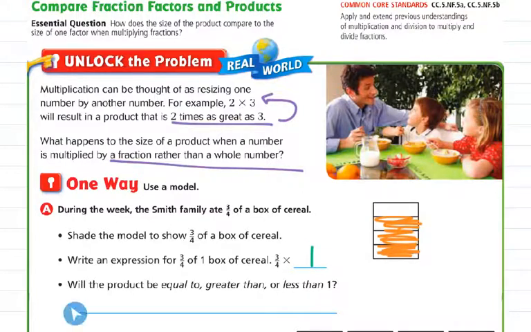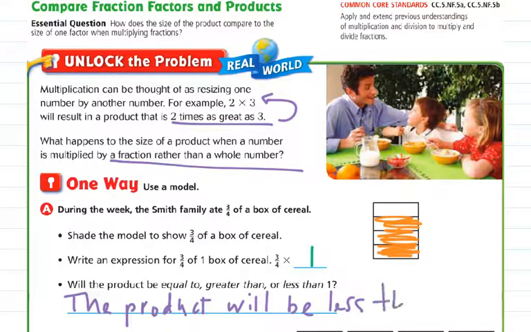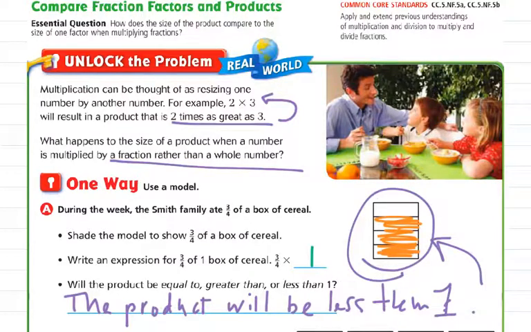And the next one says, will the product be equal to, greater than, or less than 1? So boys and girls, we know that the product will be less than 1. And we can look and see that this whole represents 1, and we don't have enough yet to fill up that whole box, so we know that our answer is going to be less than 1.